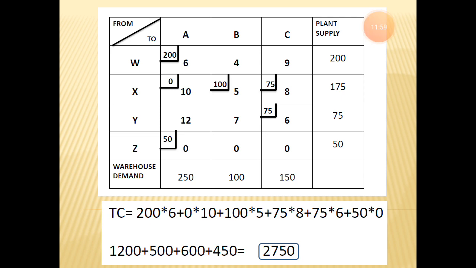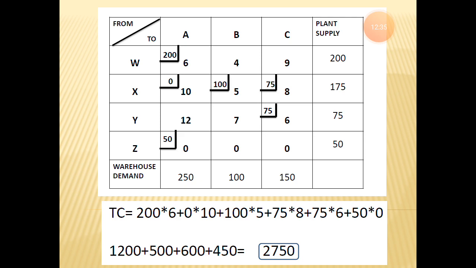Again you come to the next station, that is the X station. The supply amount is 175 and the demand is 100. Here which is the minimum value? Here 100 is the minimum value. You allocate 100 to the station X, that is the cost 5. Then what is the remaining? 75 is remaining. The remaining 75 is allocated at the next station.